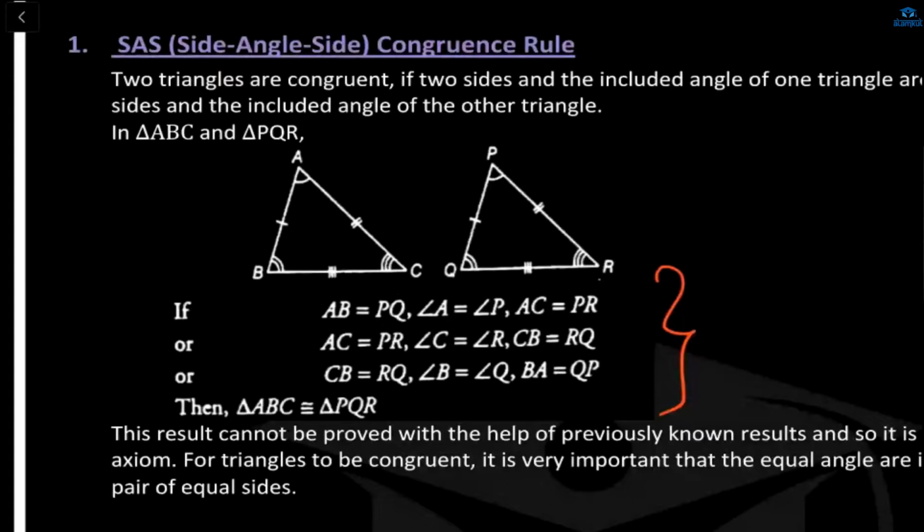ASS and SSA don't exist for congruency. ASS and SSA don't exist for proving triangles congruent. Only SAS exists. Understood now, Shazan?